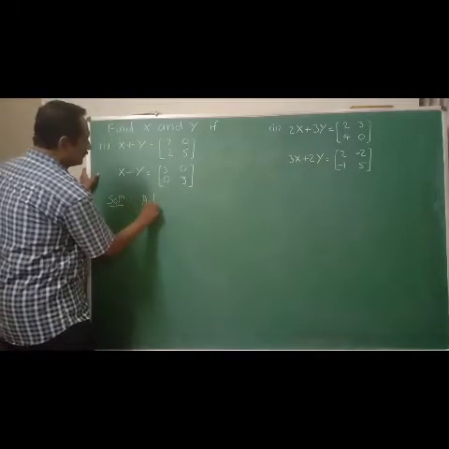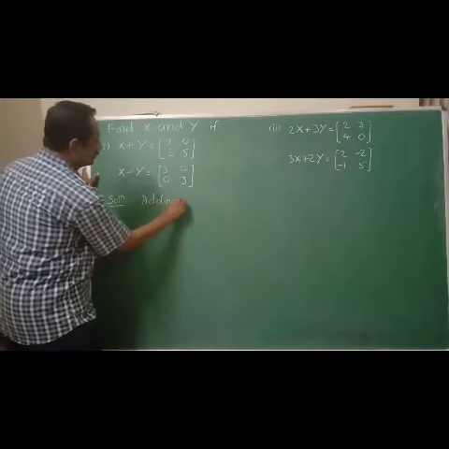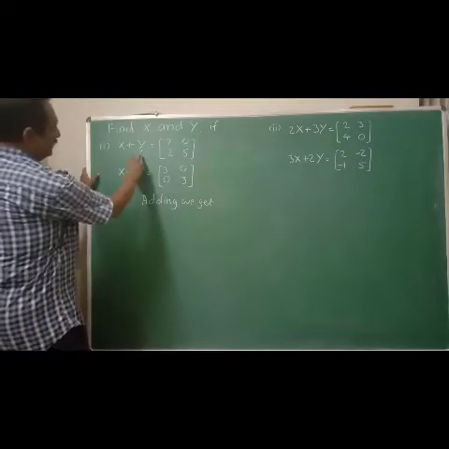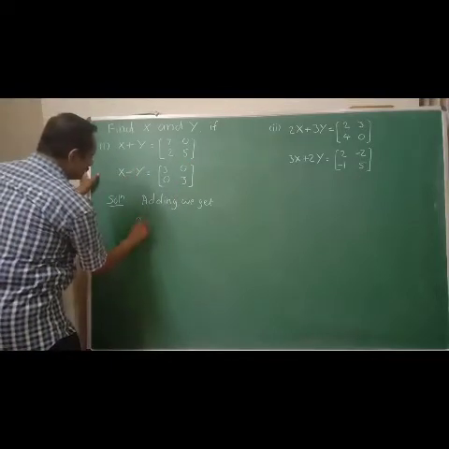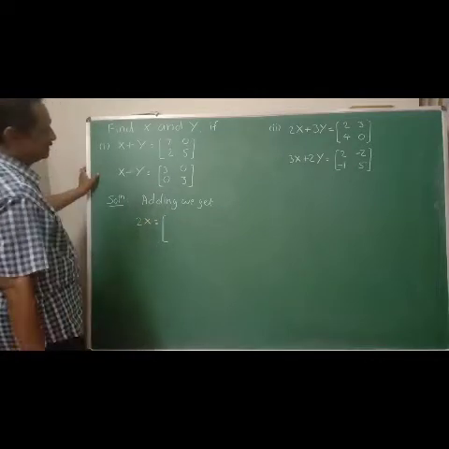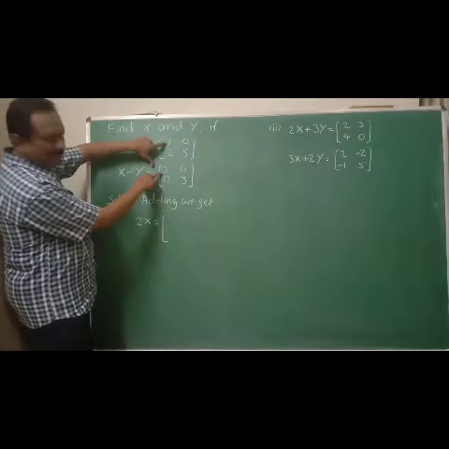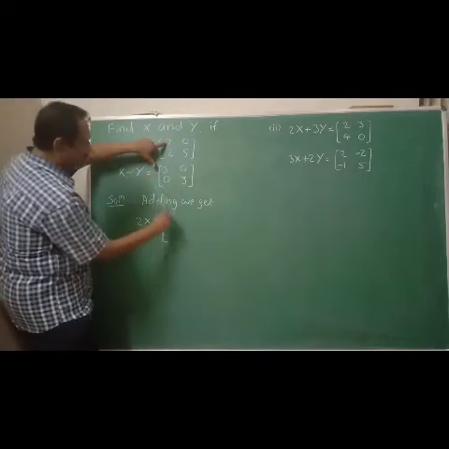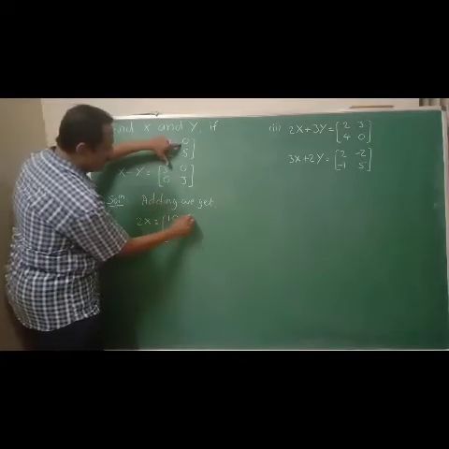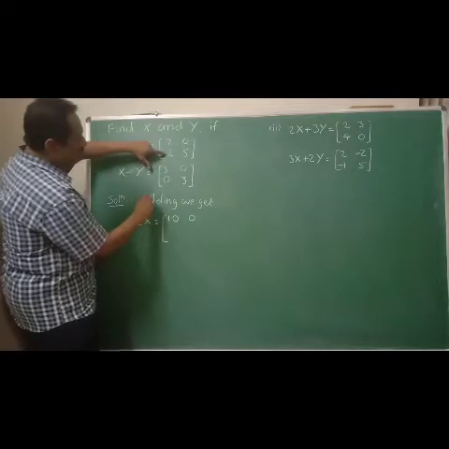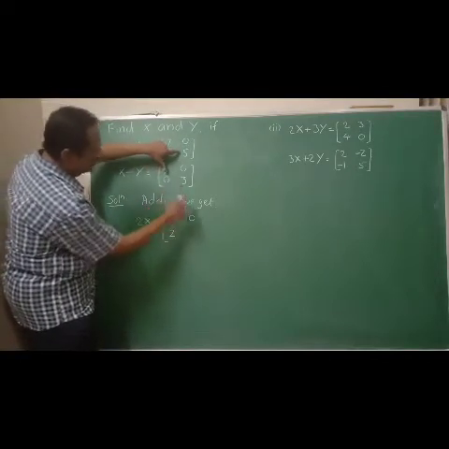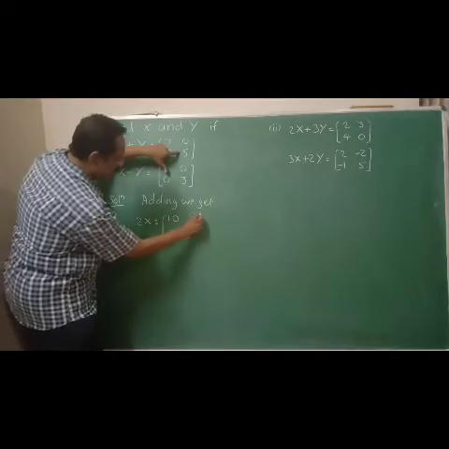Adding, we get y and y cancel. x plus x is 2x. 2x is equal to, add the corresponding elements. 7 must be added with 3. 7 plus 3 becomes 10. Then 0 plus 0 becomes 0. 2 plus 0 is 2. And 5 plus 3 becomes 8. So it is 8.